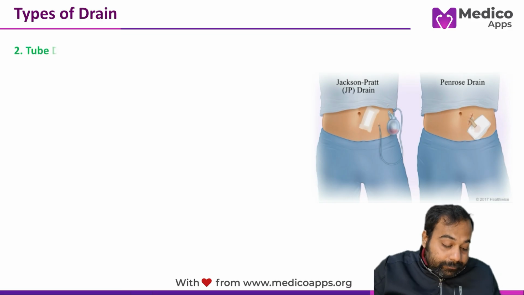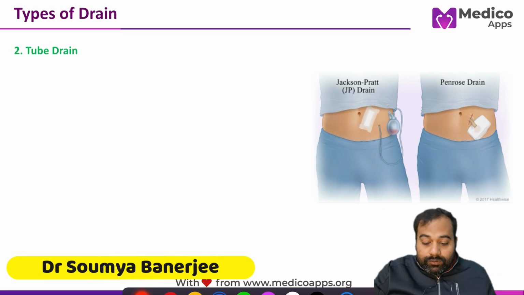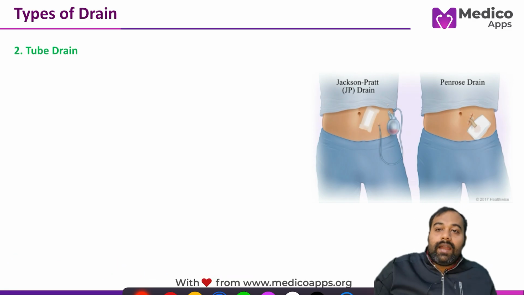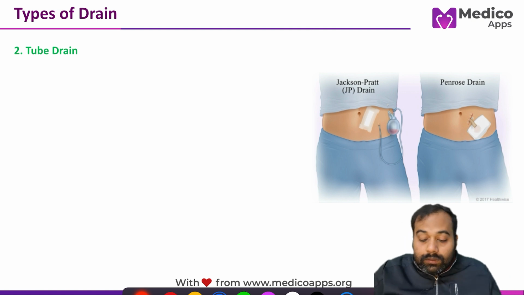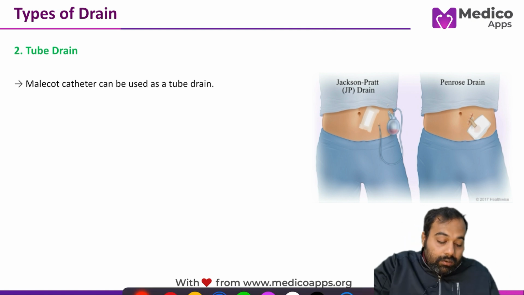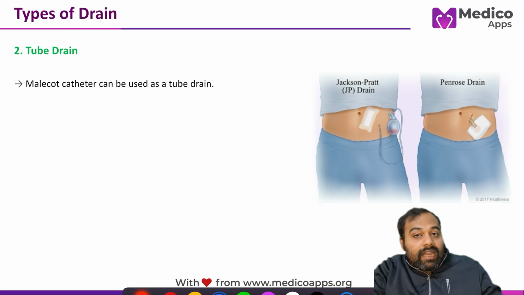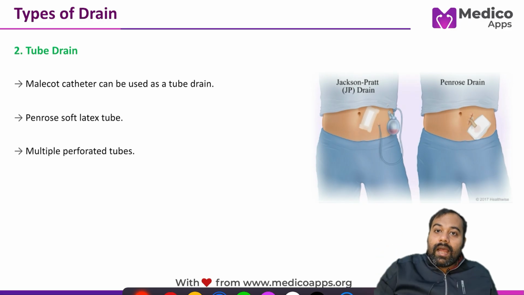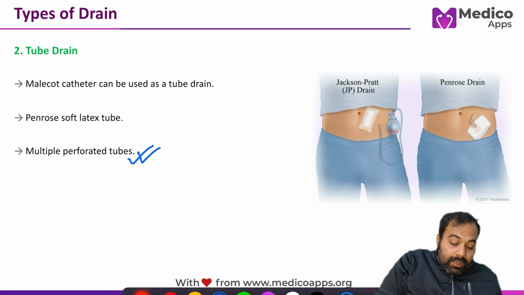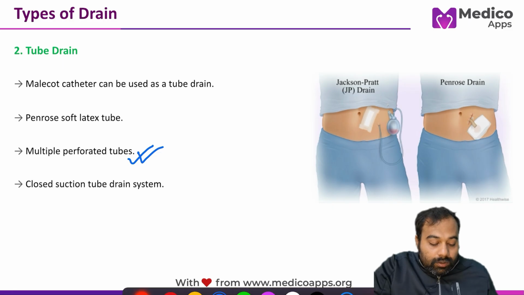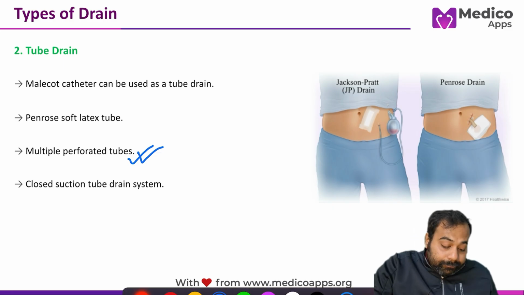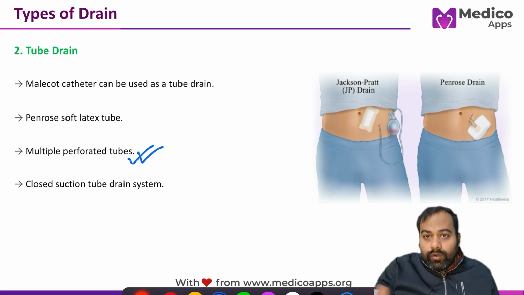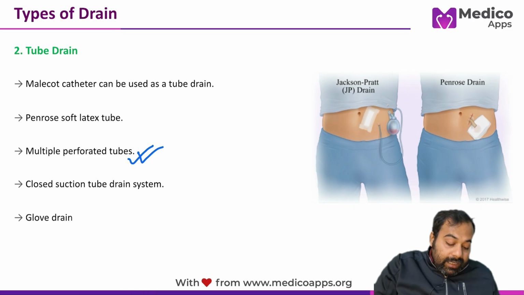Then we have the tube drain, right? In the tube drain, we have the Jackson-Pratt drain, which also acts upon the negative pressure principle. We have the Penrose drain, and the Malecot catheter also can be used as a drain, right? Now you have the multiple perforated tubes. Those multiple perforated tubes also can be used as a drain. Okay. So closed suction tube drains are also available, like the Romovac, which I have already mentioned.